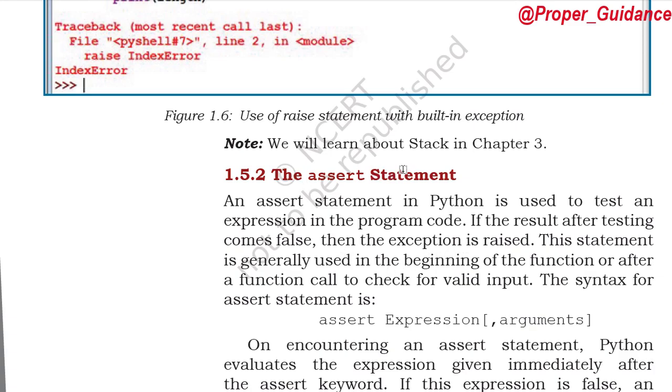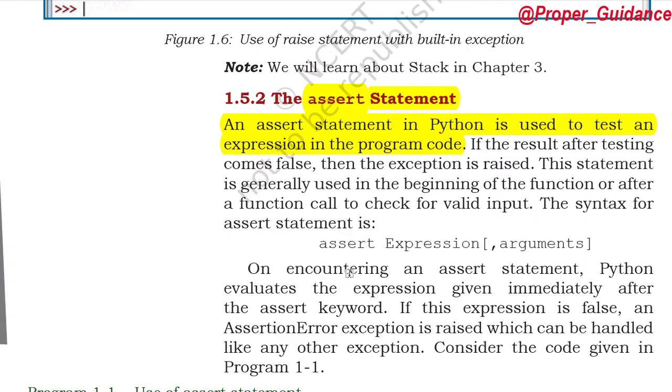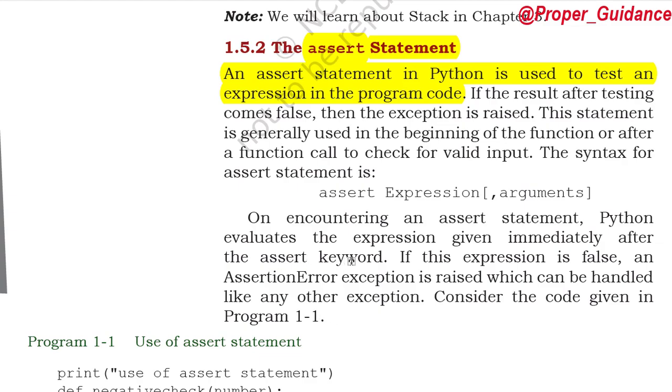We will learn about stack in chapter number 3. The assert statement. What is an assert statement? An assert statement in Python is used to test an expression in the programming code. If the result after testing comes false, then an exception is raised. This statement is generally used at the beginning of a function or after a function call to check for valid input. The syntax for the assert statement is: assert expression, arguments. On encountering an assert statement, Python evaluates the expression given immediately after the assert keyword.